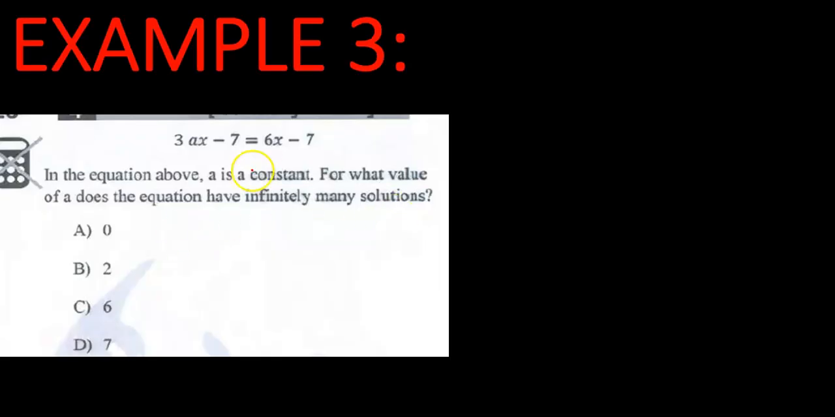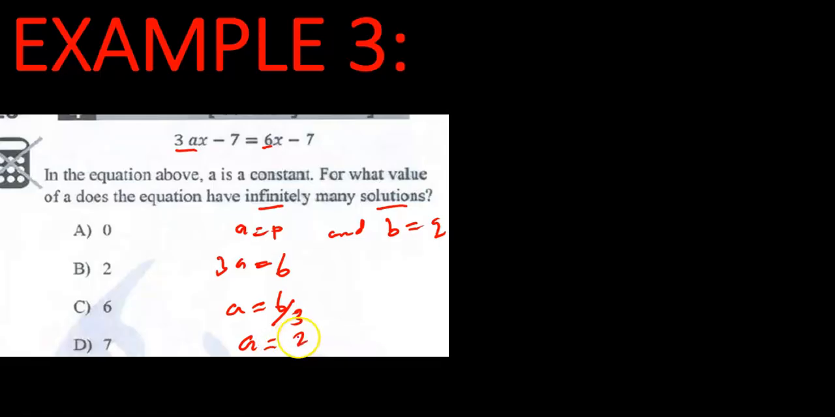This question says, if 3ax - 7 equals 6x - 7, and a is a constant, for what value of a does this have infinitely many solutions? The same approach: for infinitely many solutions, a equals p and b equals q. So our coefficient of x on the left is 3a, and on the right-hand side it is 6. So 3a equals 6, so a equals 6 over 3, so a equals 2. I've got my a already, so there's no point doing b and q. The constants are already the same, so that shows it's infinitely many. So the answer here is option B.